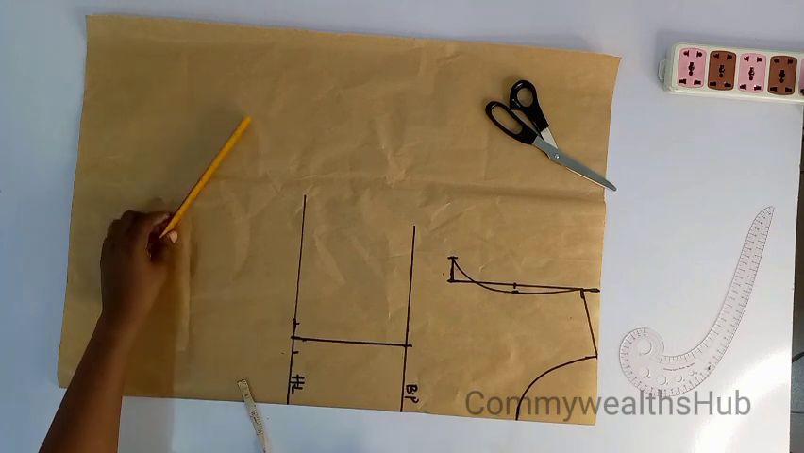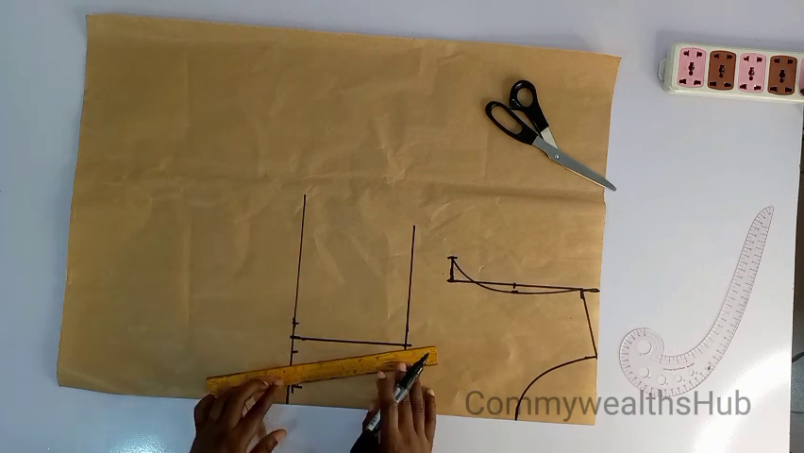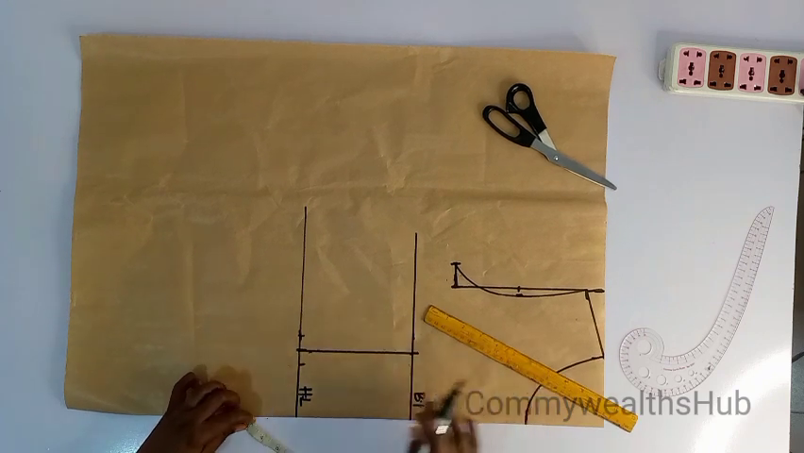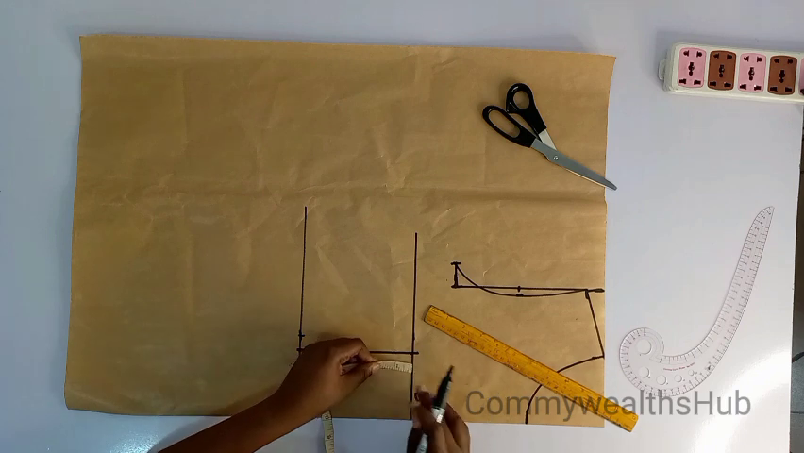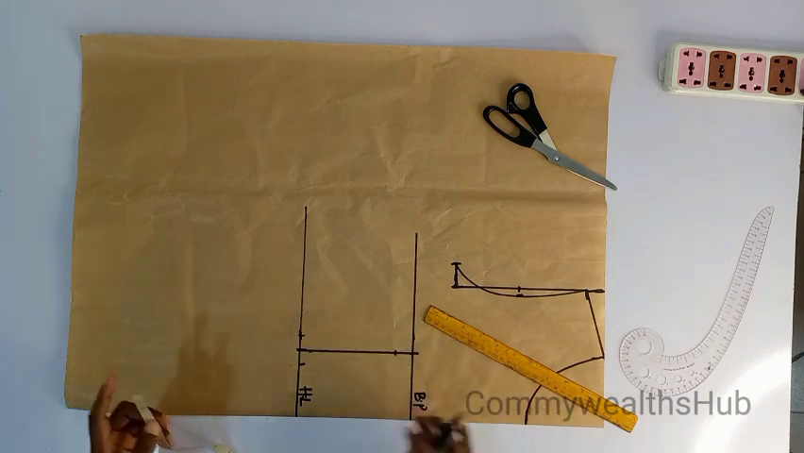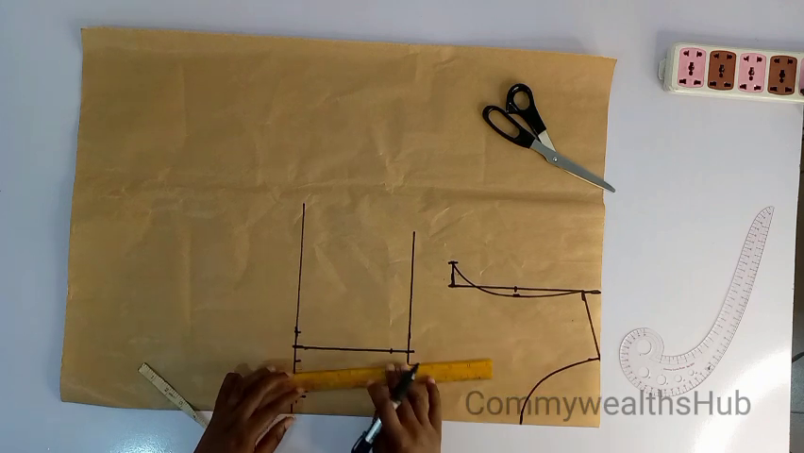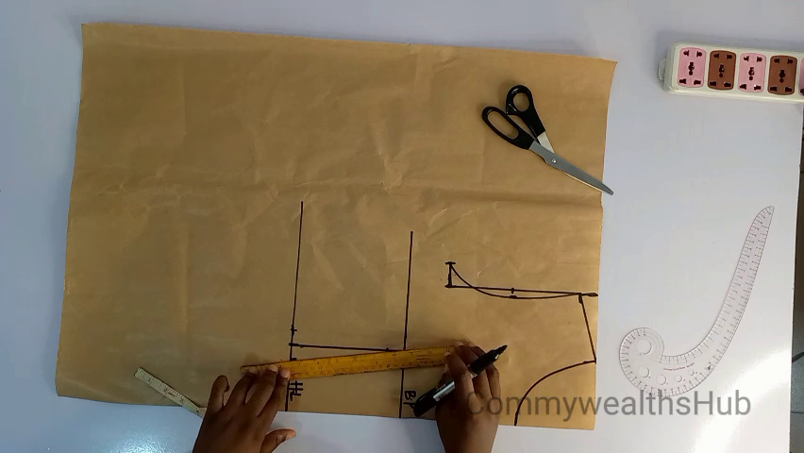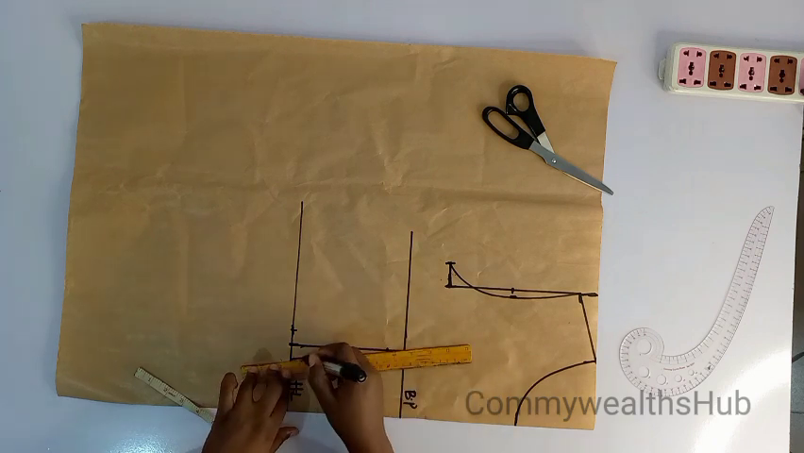Now after doing this, you will just go ahead. One thing you should also observe: measure 1 inch below your bust point. Measure 1 inch below your bust point, then do this. Go ahead and connect your points.